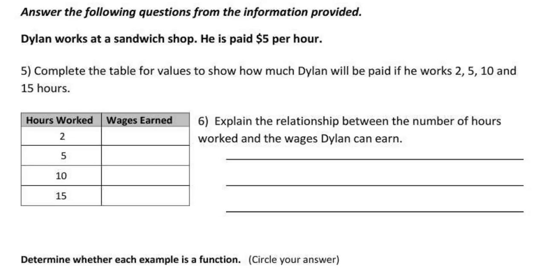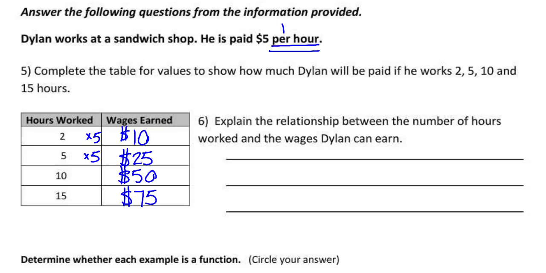If $5 is per 1 hour, how could I figure how much I made for 2 hours? Well, 5 for the first hour, 5 for the second hour is going to be $10. You could do 2 times 5. And the same thing here. 5 hours times $5 an hour gives you $25. And then you could do 10 times 5, which would be $50. And then 15 times 5, which would be $75.